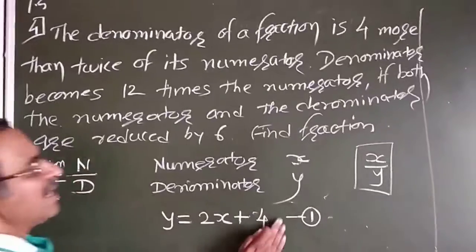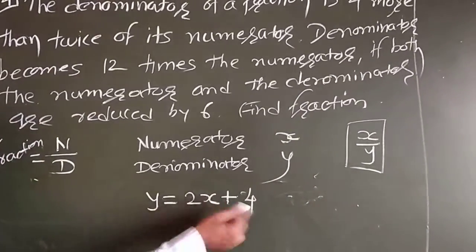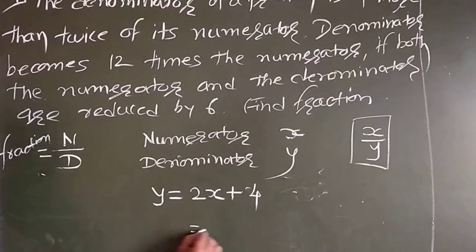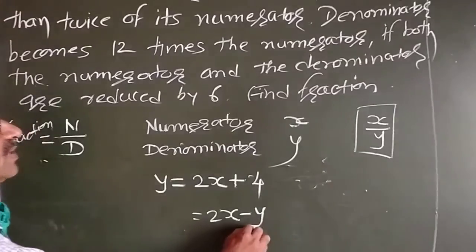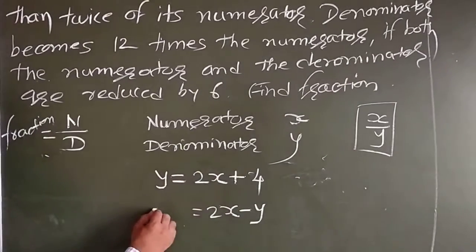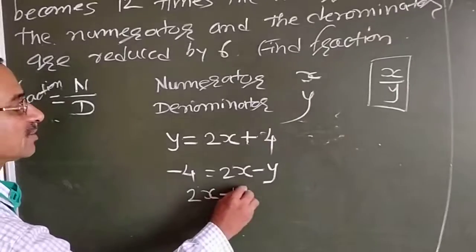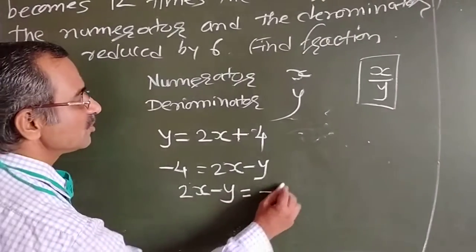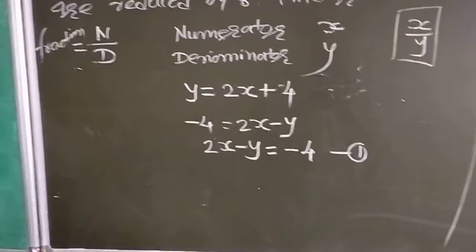Yes, we will arrange this equation in a proper form. 2x remains as it is. Y gets transferred there, that will become a minus y. 4 is transferred, and on the right hand left we get 2x minus y is equal to minus 4. Equation number 1.